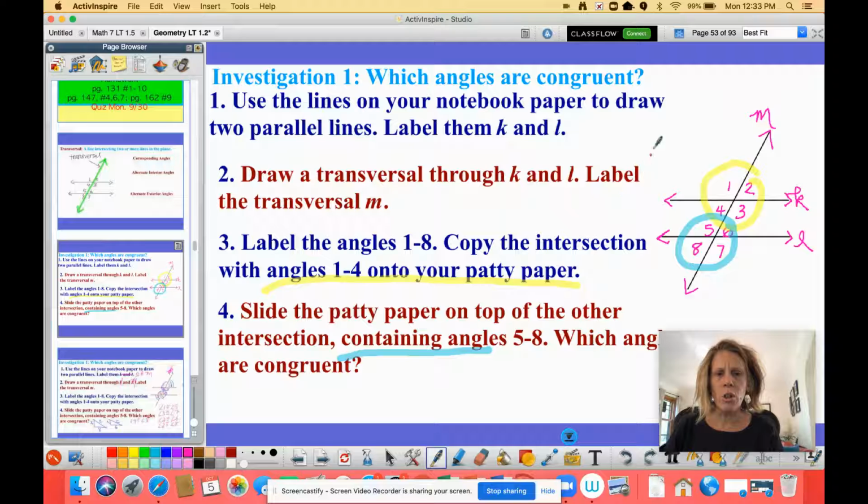So what you should have noticed was that angle 1 is congruent to angle 5. Angle 2 is congruent to angle 6. Angle 3 is congruent to angle 7. Angle 4 is congruent to angle 8. That's what you should have noticed when you slid that down.